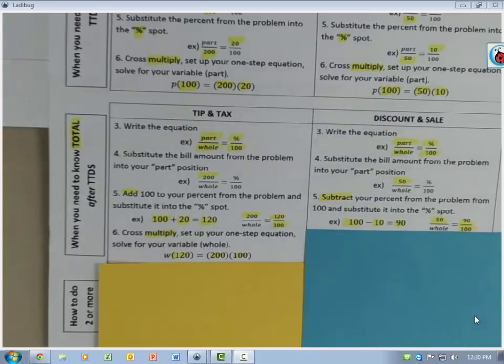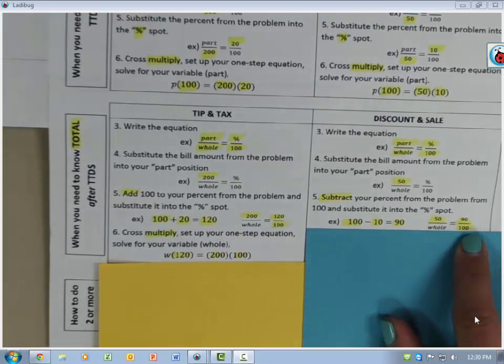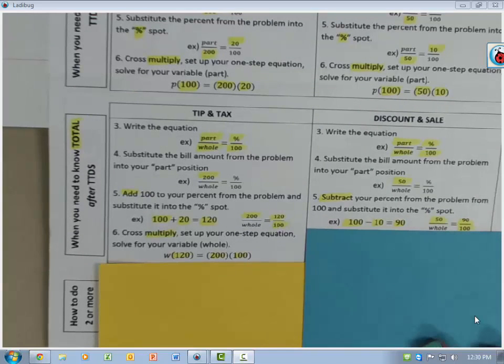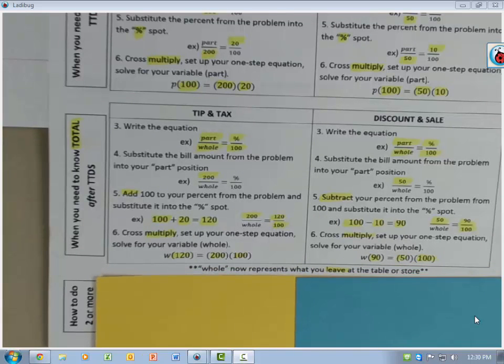So how do you solve? We put 50 over whole is equal to 90 over 100. How do you solve for that again? Well, you just cross multiply to set up your one-step equation, solve for your variable, which is your whole. It'll look like this, same stuff that we've been doing. Okay, look at this. Your whole now represents what you leave at the table or the store. Our whole is how much we're leaving, so that's a nice little hint for you.